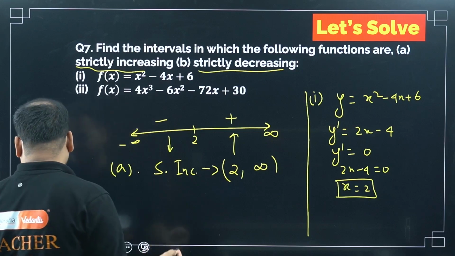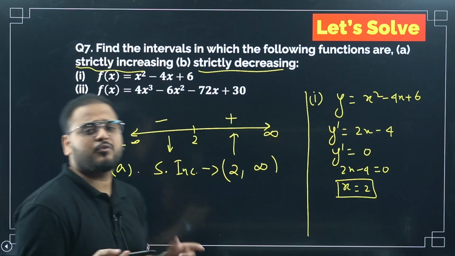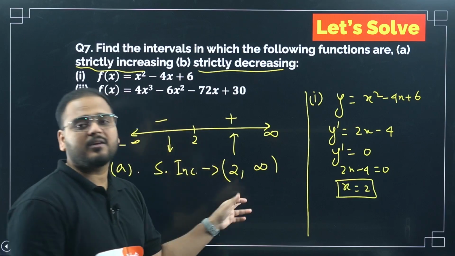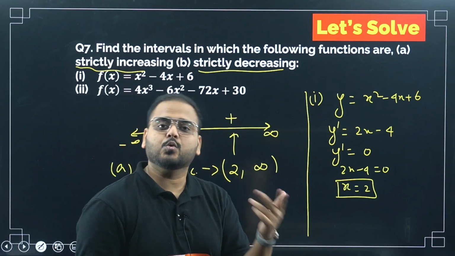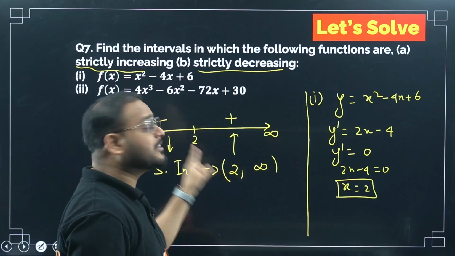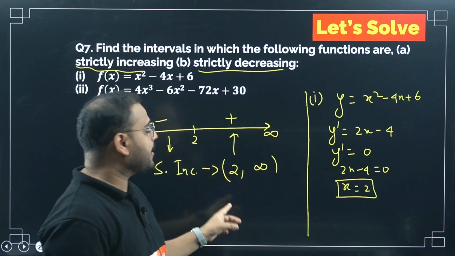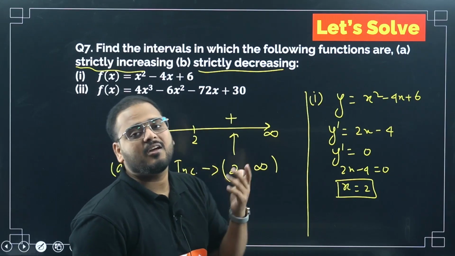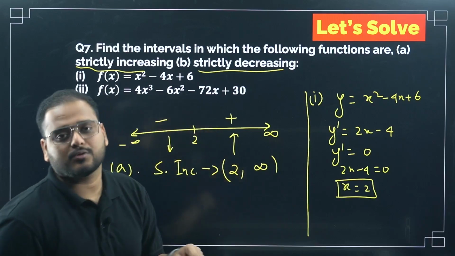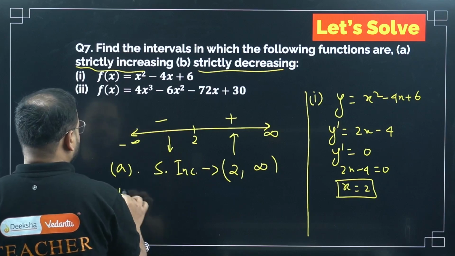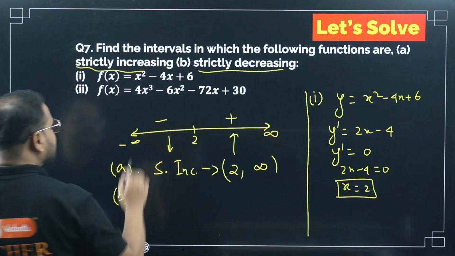Because in the exam, they'll give you a very simple question for 1 mark. Just the bracket will be different. If you cannot figure it out, you lose marks there. So understand this: if it is strictly increasing or decreasing, the equality can't be present here. But if it is just increasing or decreasing, we can take the closed bracket also. Okay, option number B, strictly decreasing.